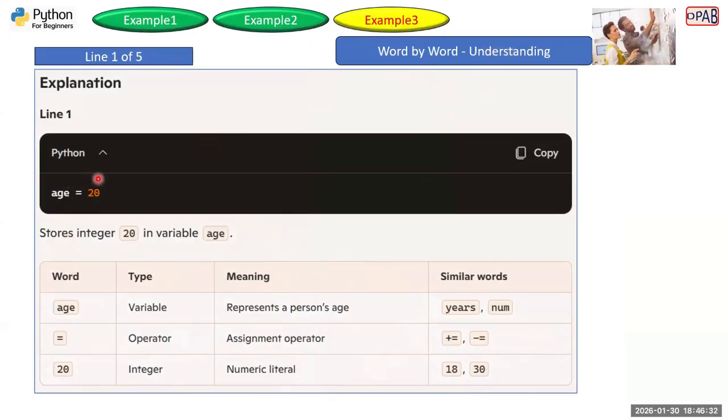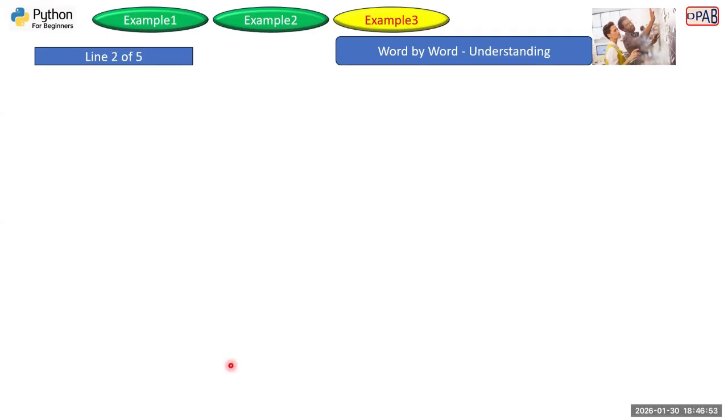You can just see here line 1 is age equal to 20, right? So the word age is a variable representing a person's age, years, or number; it is a similar word which you can use. Okay, then equal to is the assignment operator. Then 20 is the integer, a numerical value. It is very easy to understand this line.